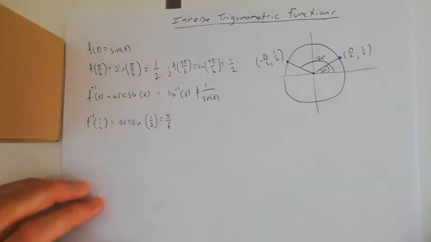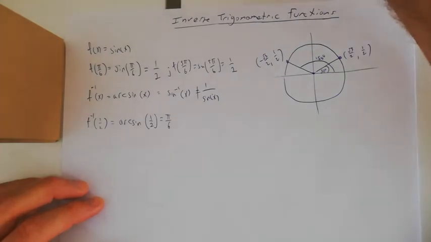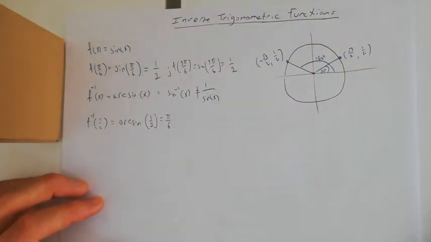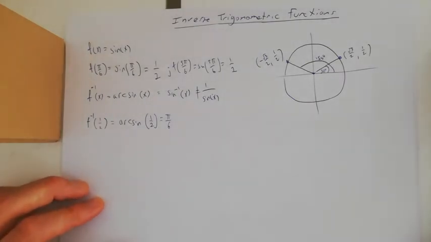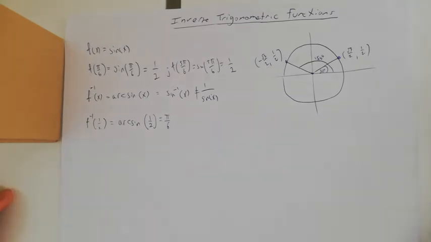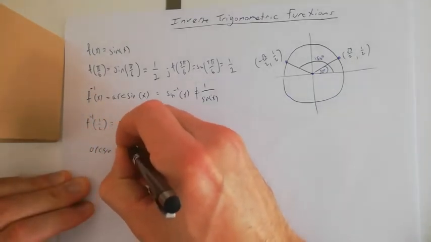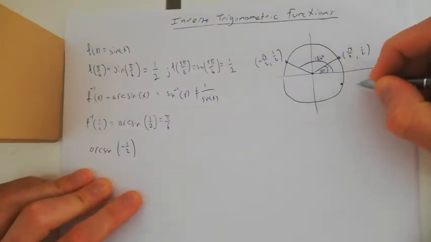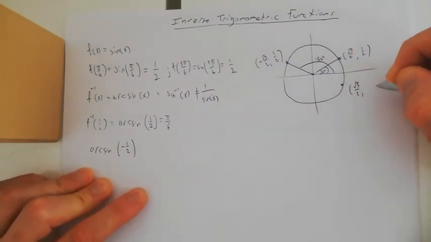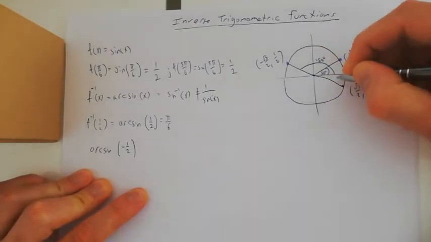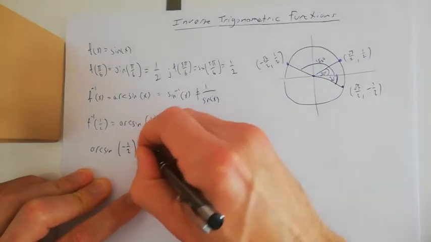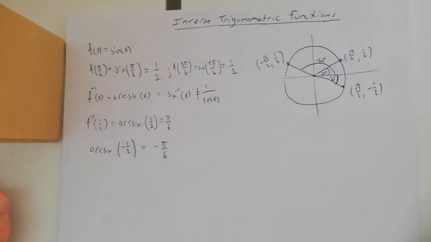Why is that? Simply because we have defined, in order to avoid problems in the definition, we have decided that the answer should be between minus pi over 2 and pi over 2. So for example, if we ask how much is the arc sine of minus 1/2, that means here there is a point that is root 3 over 2, minus 1/2, and of course this angle here is also 30 degrees, the answer will be minus pi over 6.